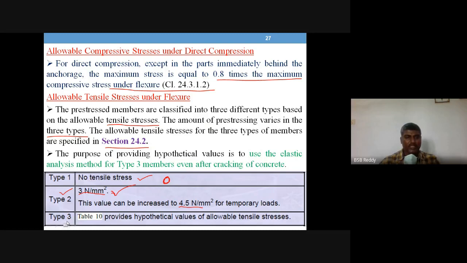And whereas type 3 is called cracked member. So cracks are permitted, and the allowable tensile stresses are also given even after cracking. We assume that it is going to behave like an elastic member, and we carry on with the analysis. That is the purpose of giving those hypothetical values, which are not exact. So even after cracking of concrete, we take this as cracked member.